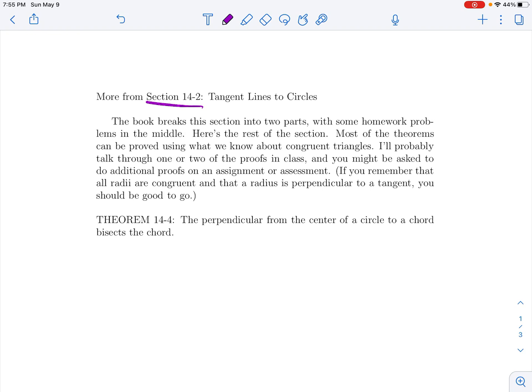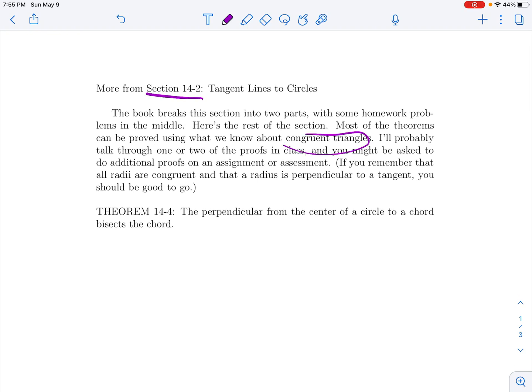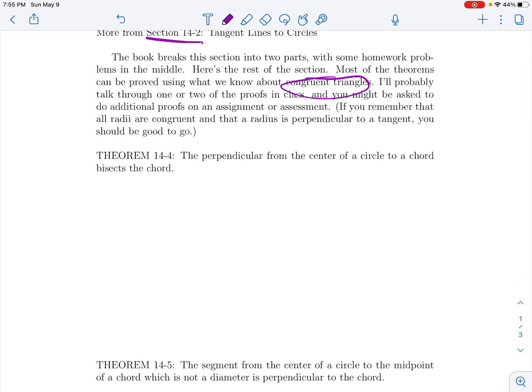But the big takeaway I want you to realize is that things that you already know about congruent triangles can transfer into facts about circles. So let's look at this example. The perpendicular from the center of a circle to a chord bisects the chord.